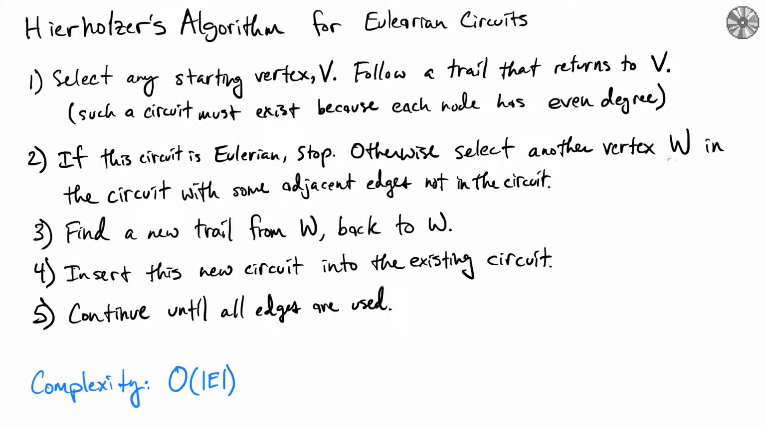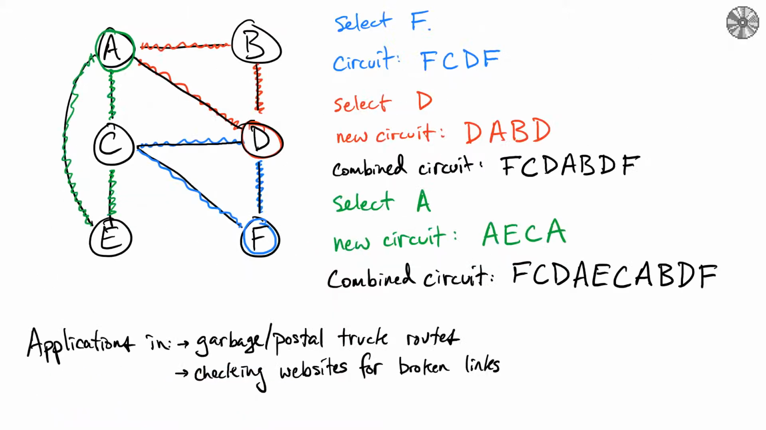If the next node that you identify is W, you're going to try to find another circuit starting and ending at W. And then you insert that into the circuit that you had before. This is a type of cover that is easy to find; it is just linear in the number of edges. To demonstrate this algorithm, we'll run it on this simple example.